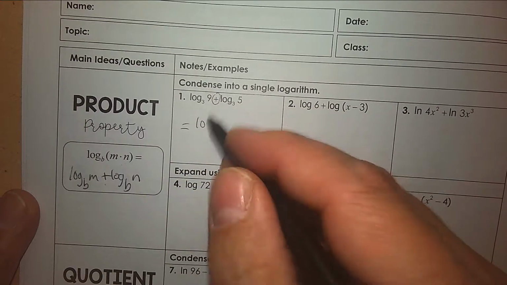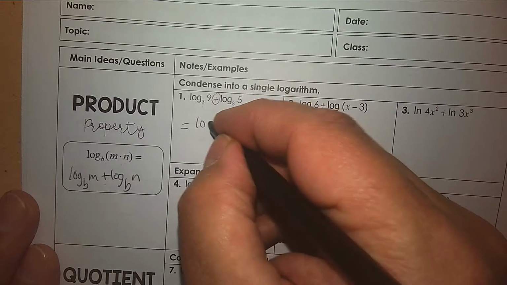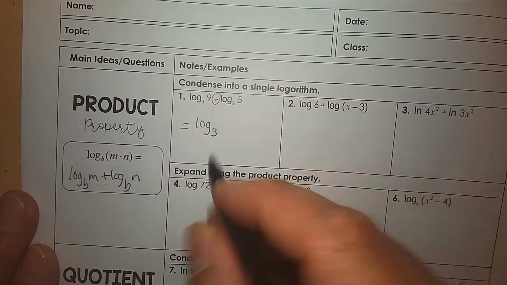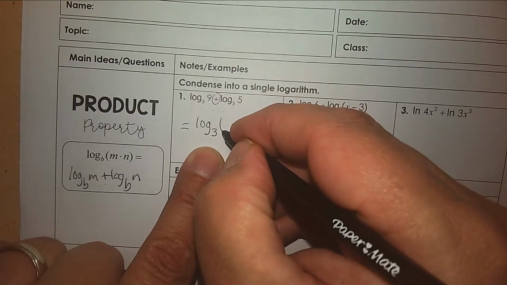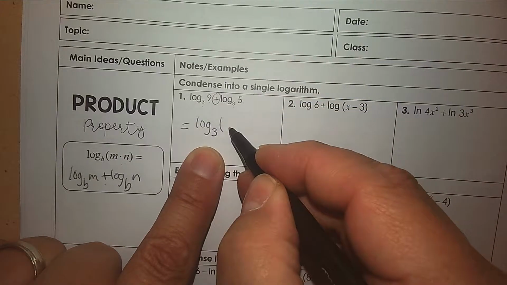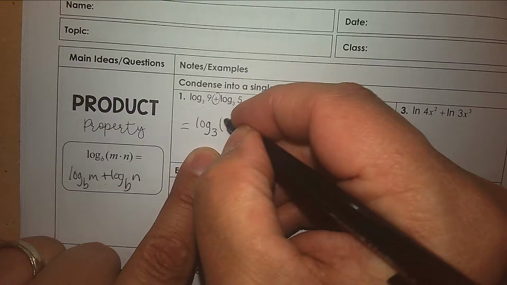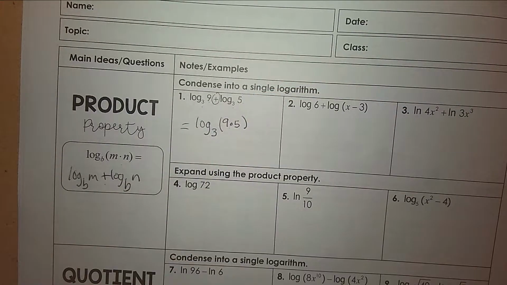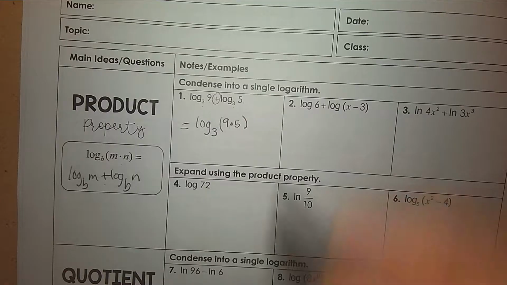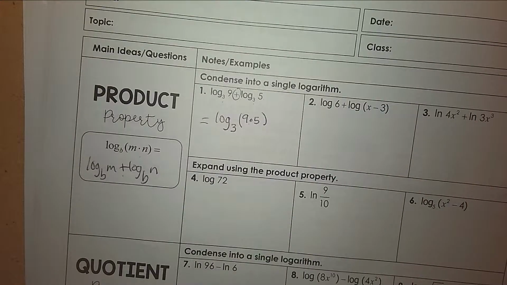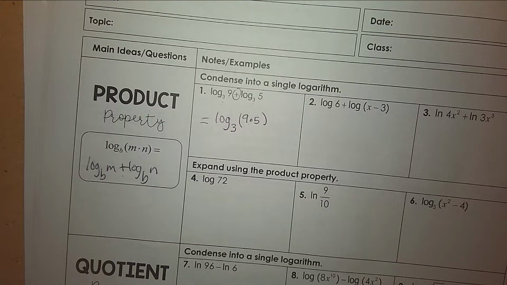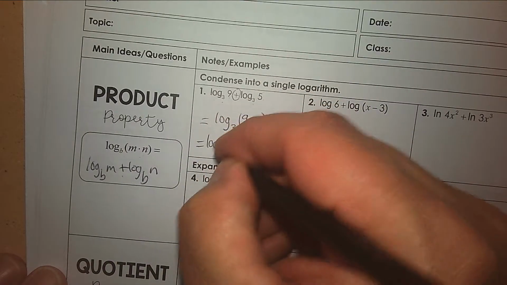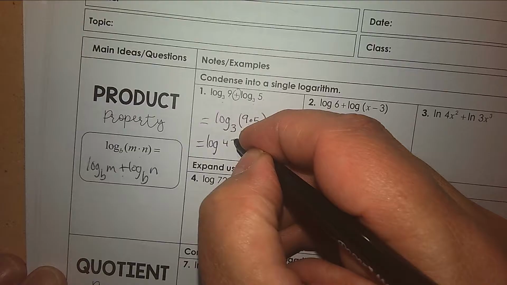First thing, are the bases the same? So we write it with 1 logarithm and the base is 3. And then what do I write inside the logarithm? I write down the property, which is you multiply what's on the inside. So if the bases are the same and you're adding, I multiply them to write them as 1 logarithm. So that answer really is log 45 base 3.